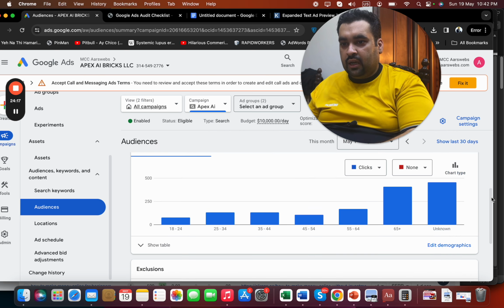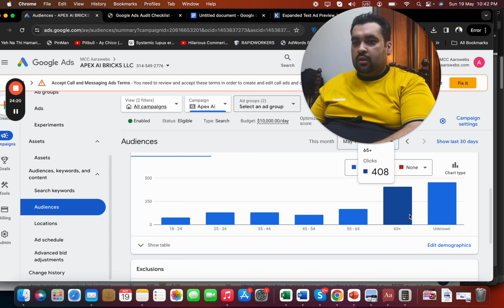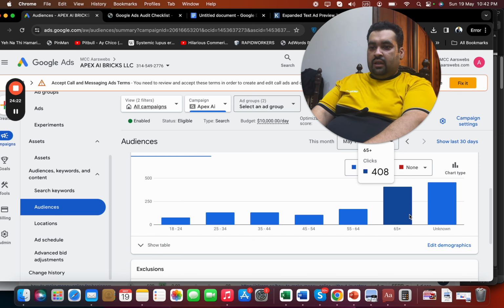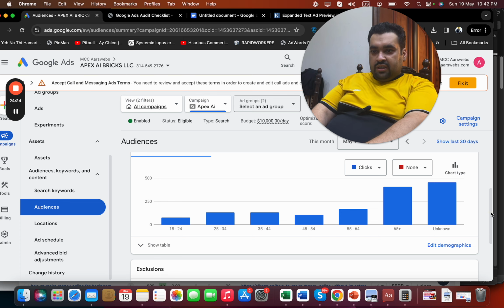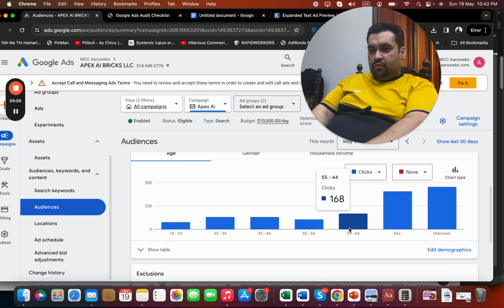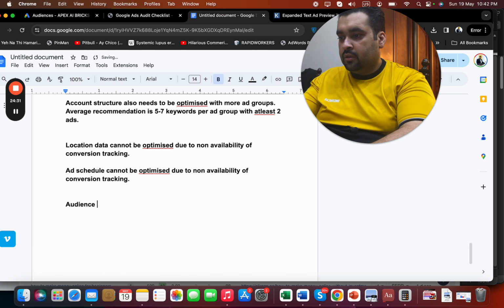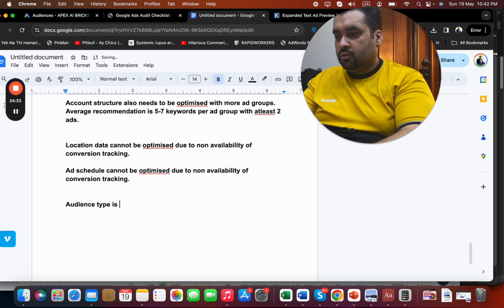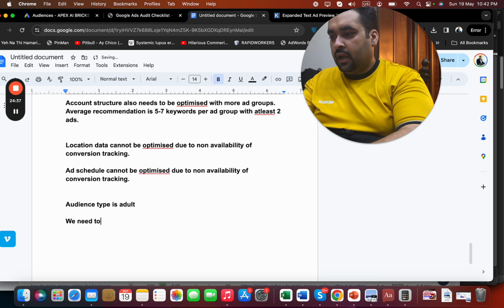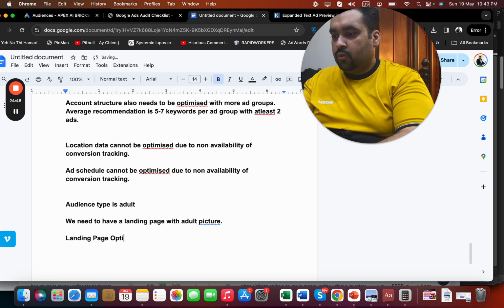Okay, you can see that we are getting major clicks for the 65 plus age group, followed by the 55 to 64 age group. So we need to figure out our audience type is rural. So we need to have a landing page with adult pictures. Okay, now let's move on to some landing page optimization before we move back over here.